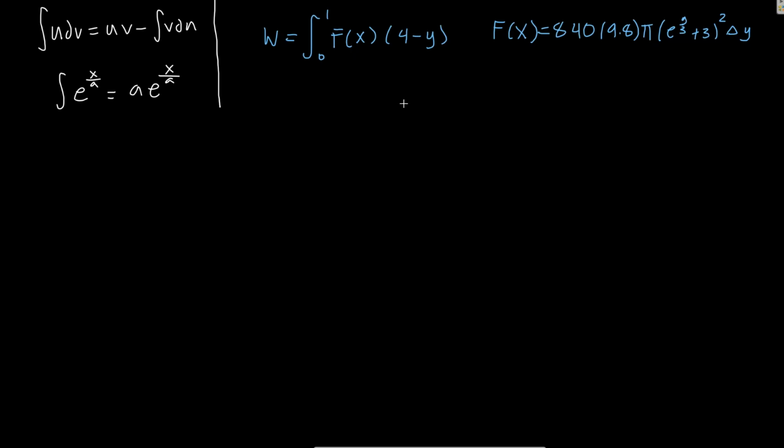Okay, so now that we've expressed our work as an integral of the function of force times the change of distance, we're going to place our function of force into the integral and start simplifying things to get ready for integration. So work equals the integral from 0 to 1 of 840 kilograms per meter cubed, or it might have been foot cubed, times 9.8 meters per second, times pi, times e to the y over 3 plus 3 squared, times some change in y.